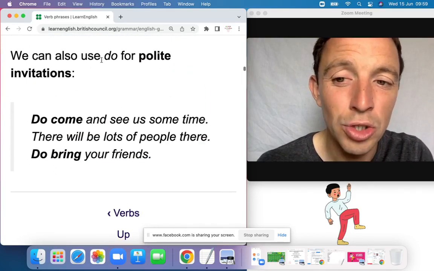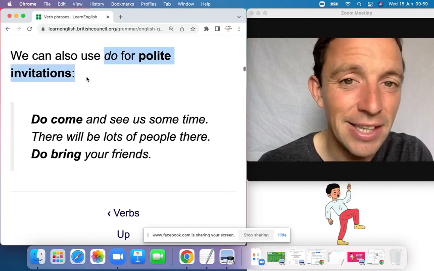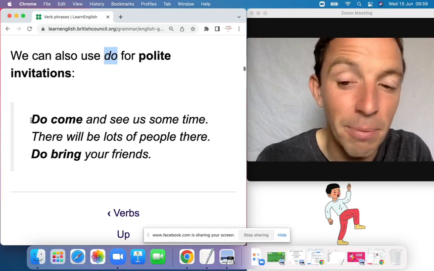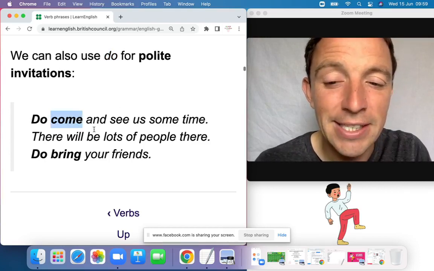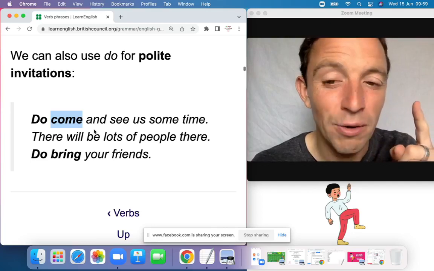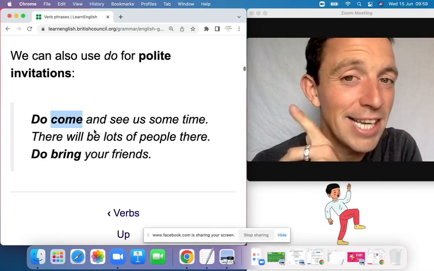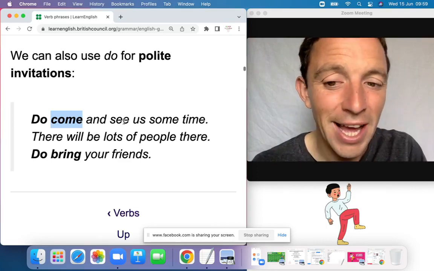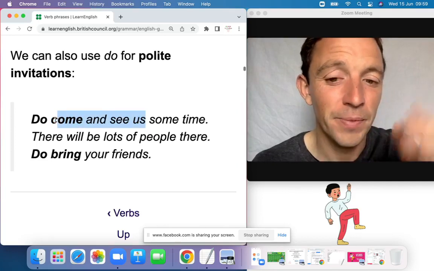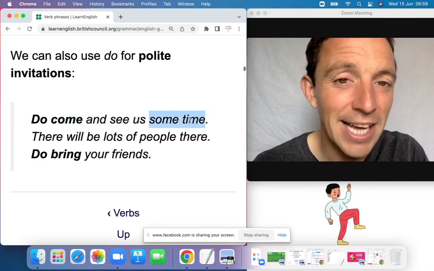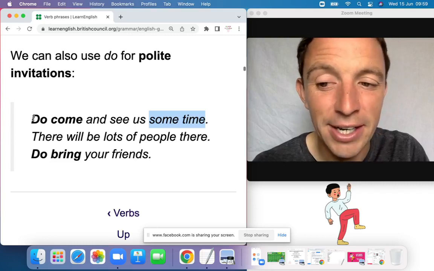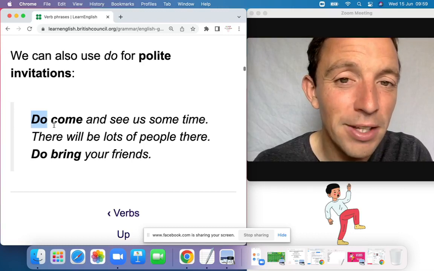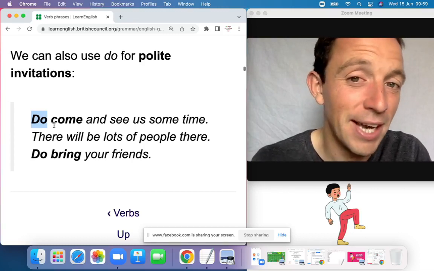We can also use do for polite invitations. So the auxiliary verb do for polite invitations. For example, come is a verb with no subject. Remember, when there is no subject, it's an imperative, an order, an instruction. So come and see us. It's an order, an instruction. Sometime. That's the adverb, I think. But the key here is the extra auxiliary verb do, and this really is for polite invitations.